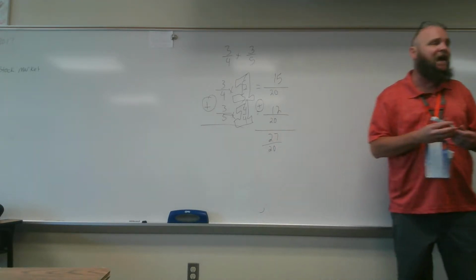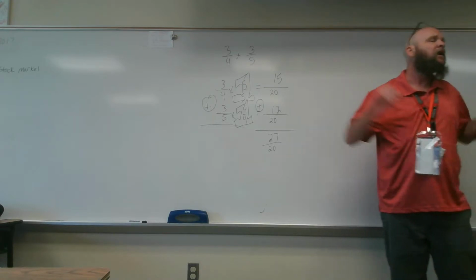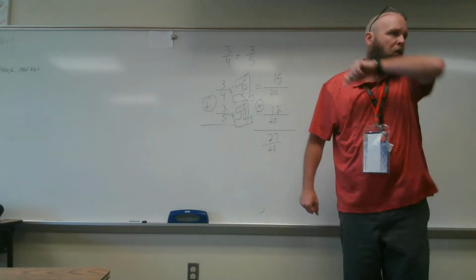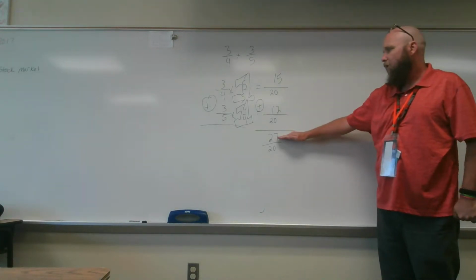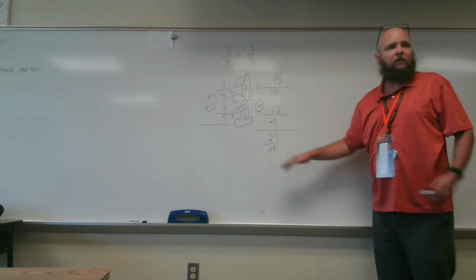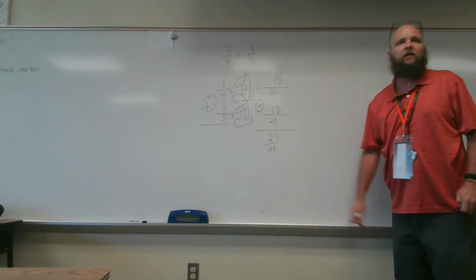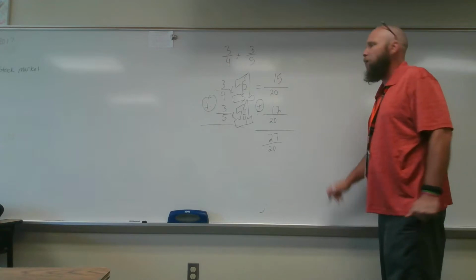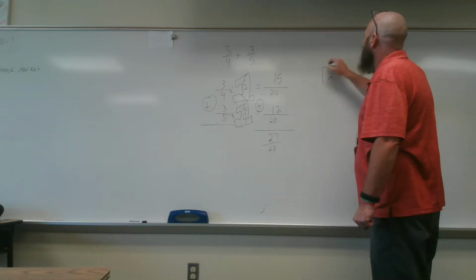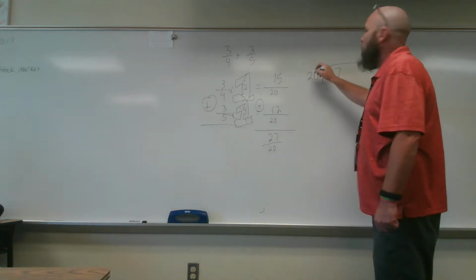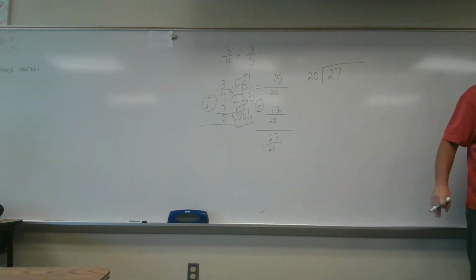Oh my goodness, that's an improper fraction, Olivia. How do I fix that, Olivia? I divide. 27 divided by 20. That's how a fraction can be read. 27 divided by 20. 27, my dividend. 20, my divisor.